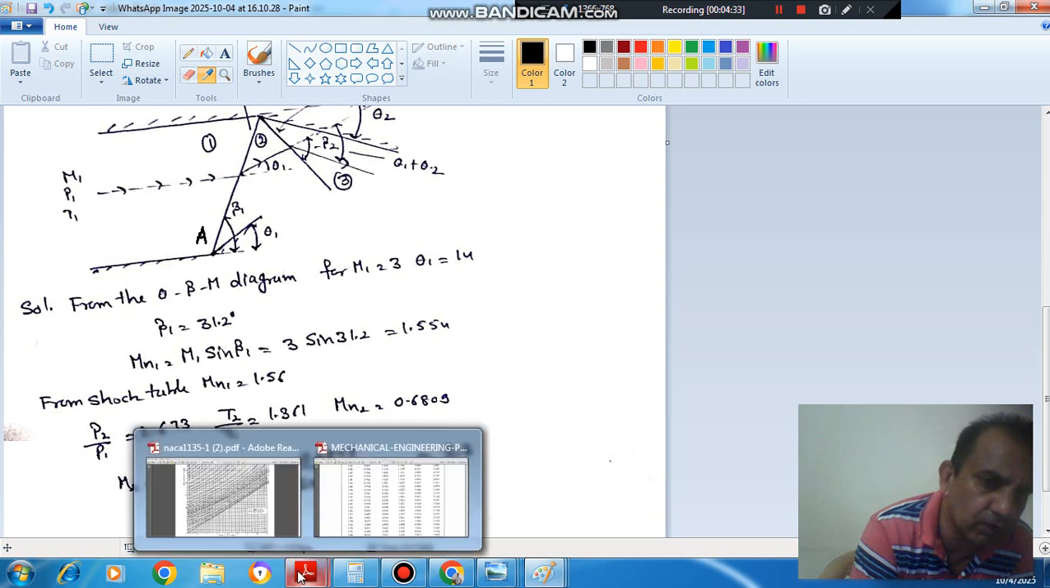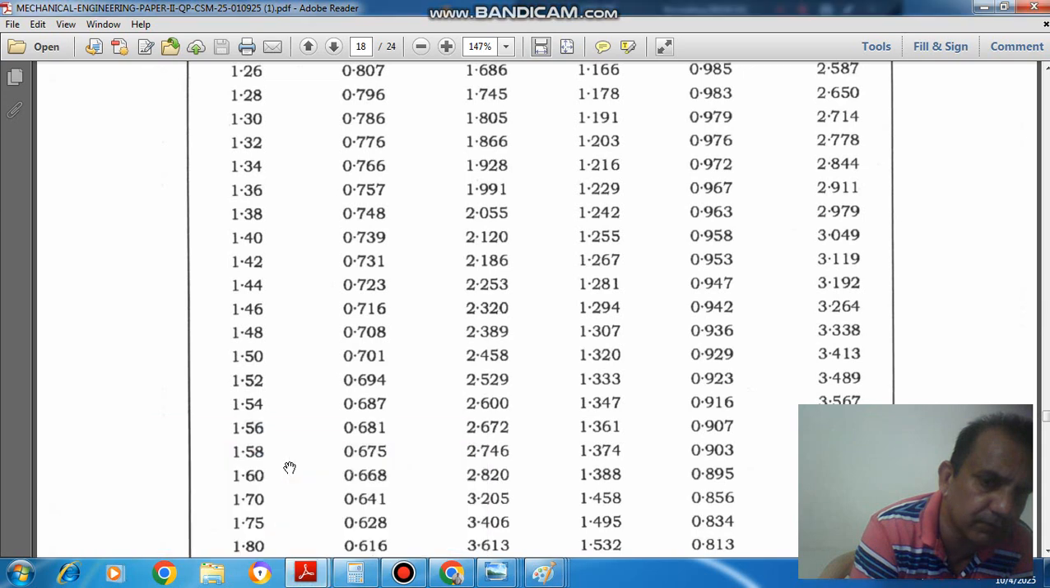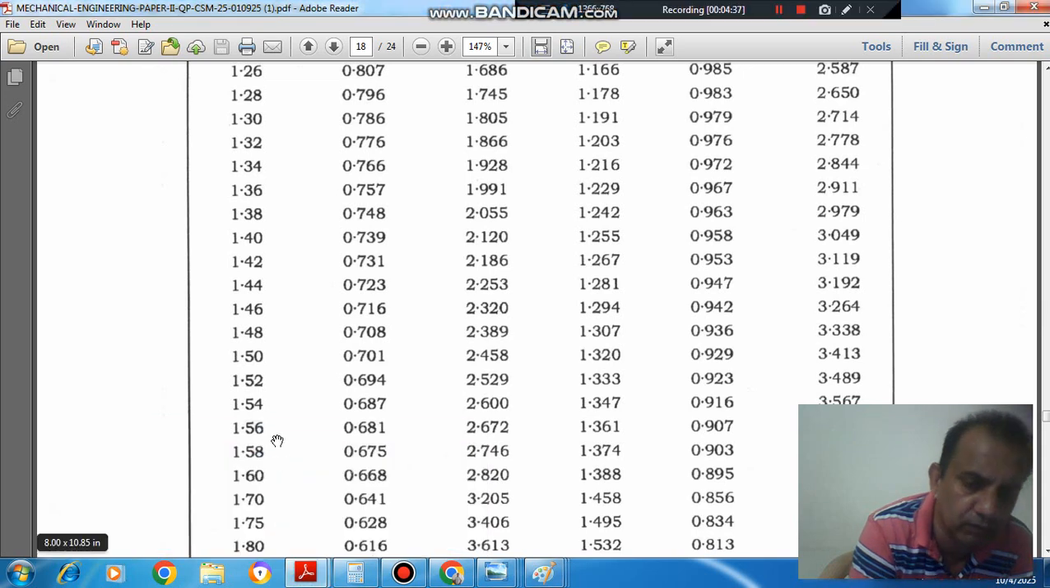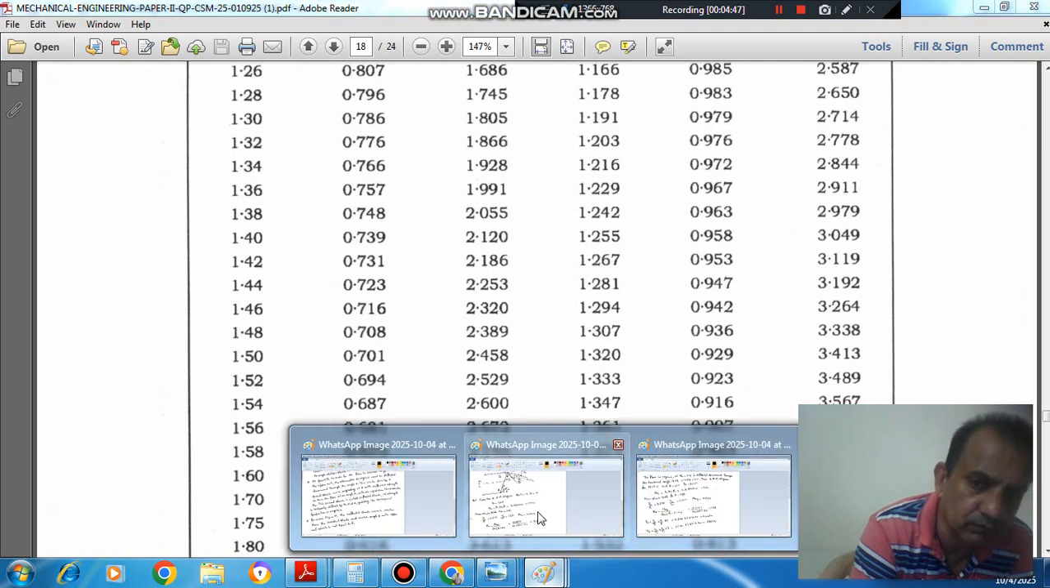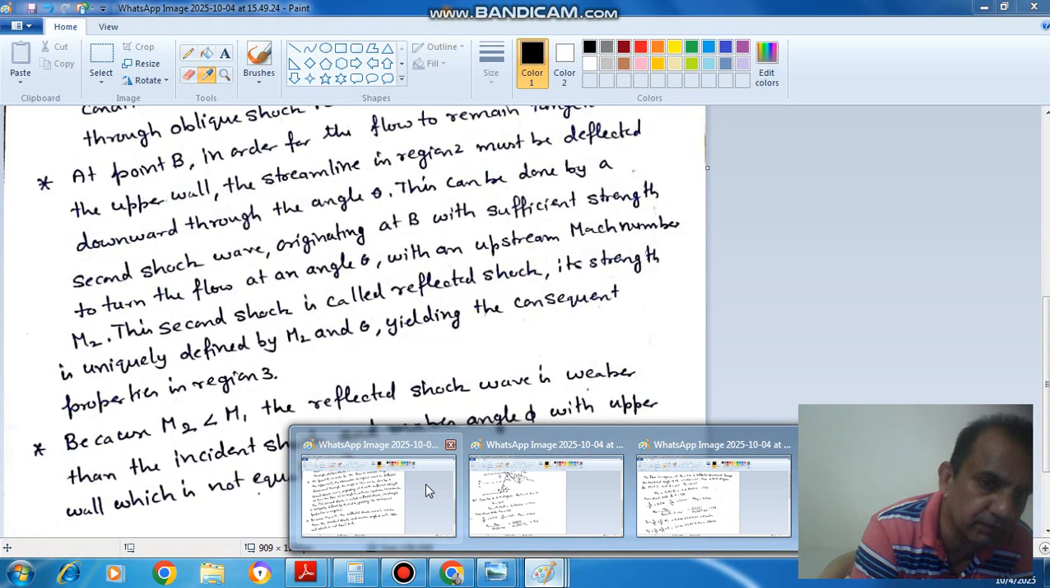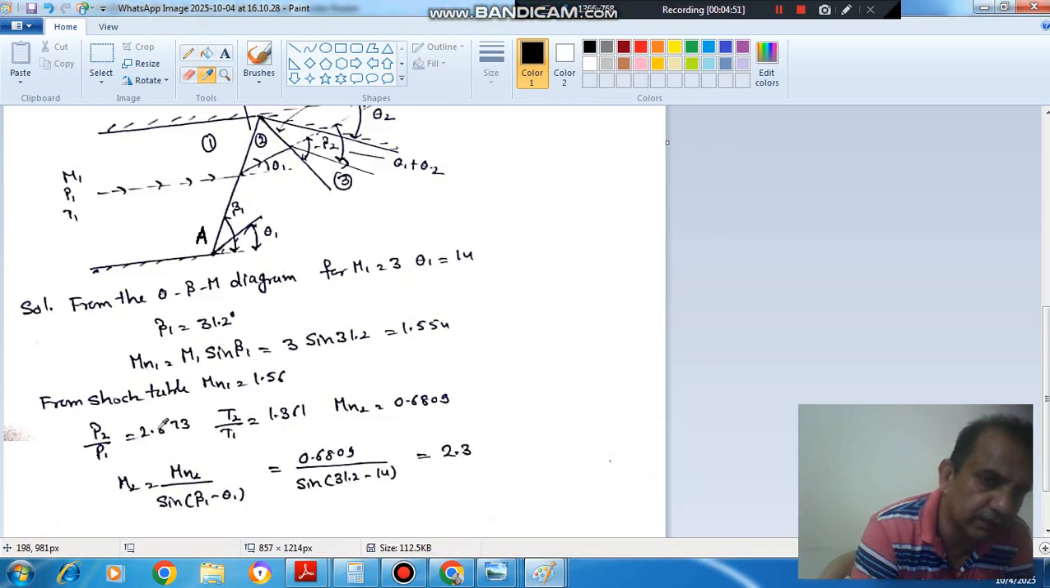Now from the shock table, we can see the properties corresponding to 1.56. Here this is the pressure ratio, this is the temperature ratio, and this is Mn2. So we can note down these things: the pressure ratio is 2.673, the temperature ratio is 1.361, and Mn2 is 0.6809. So these are the properties here.